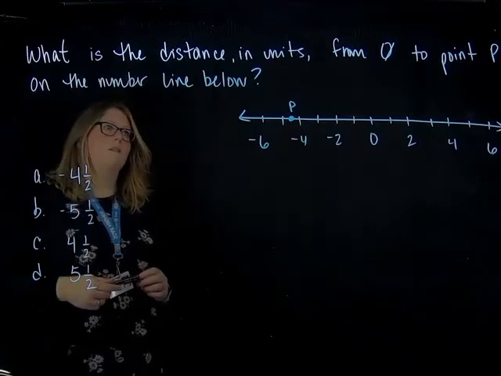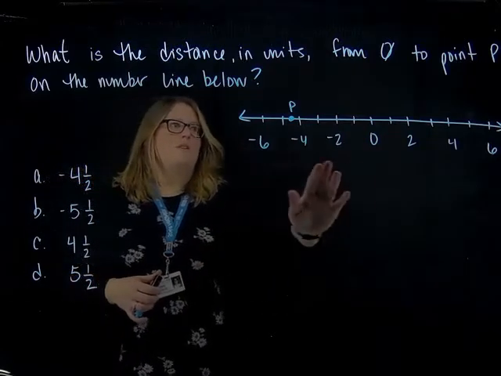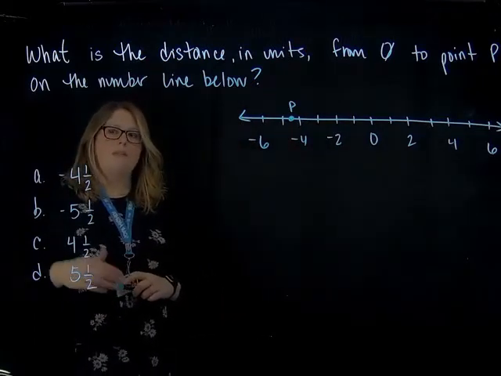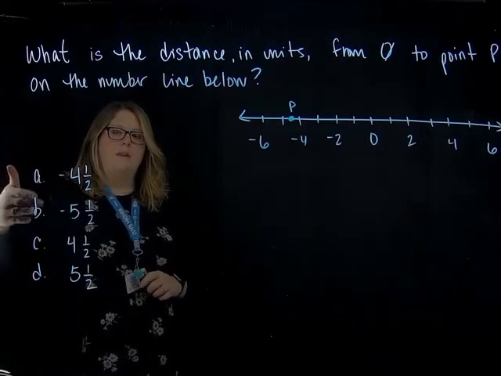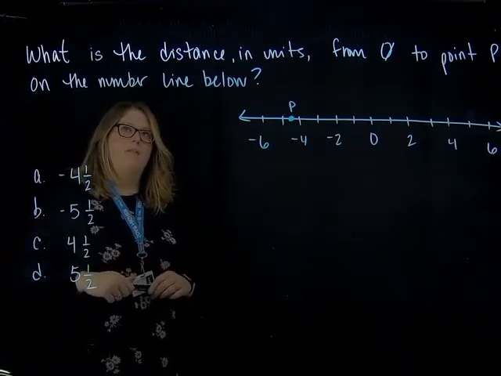What is the distance in units from 0 to point P on the number line? You have this visual here where they give you this number line, they locate point P, and then they give you multiple choice. So we have A is -4.5, B -5.5, C 4.5, and D 5.5.